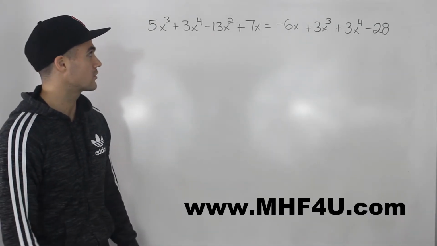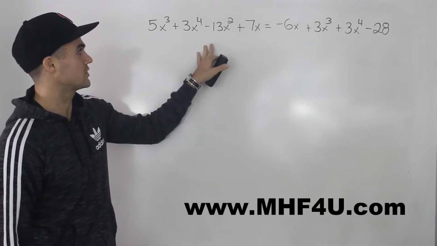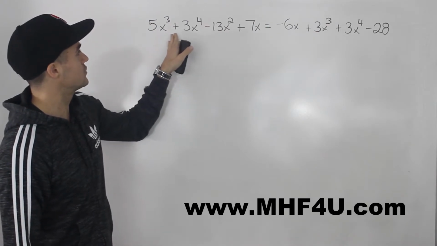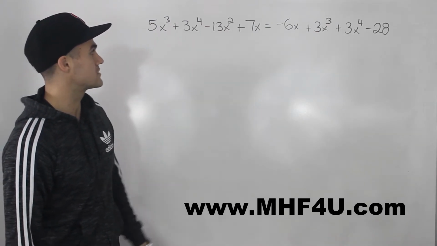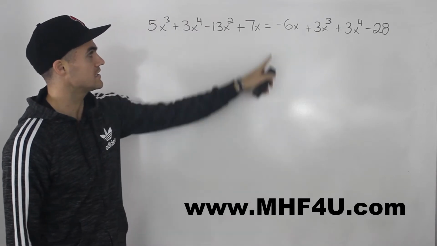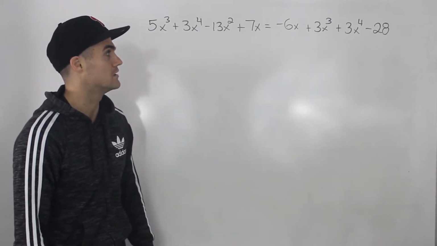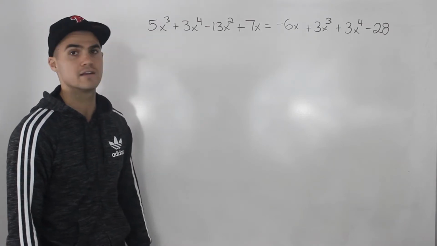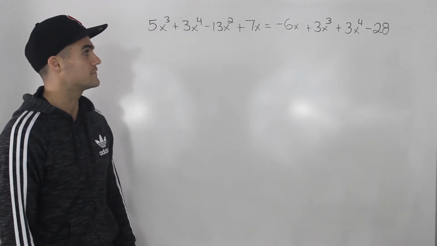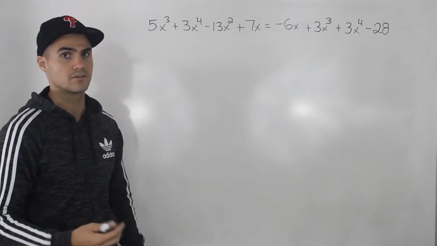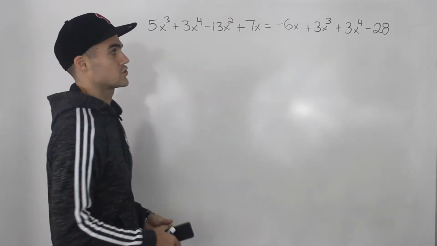Moving on to another question. We have a polynomial equation here. So we got 5x cubed plus 3x to the power 4 minus 13x squared plus 7x equals negative 6x plus 3x to the power 3 plus 3x to the power 4 minus 28. And we have to solve for the x values that would make this equation hold.